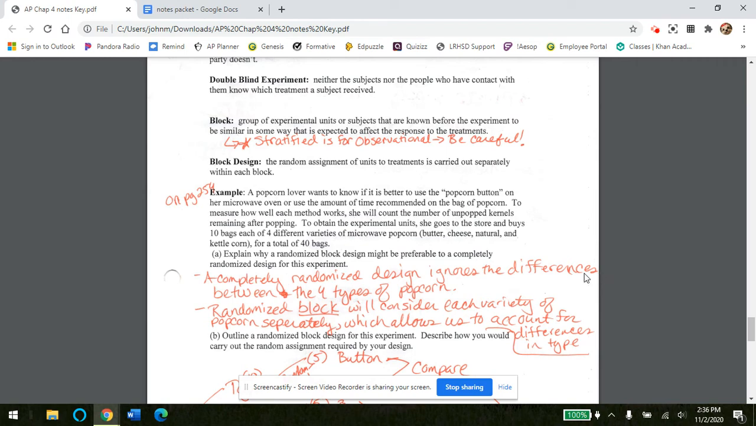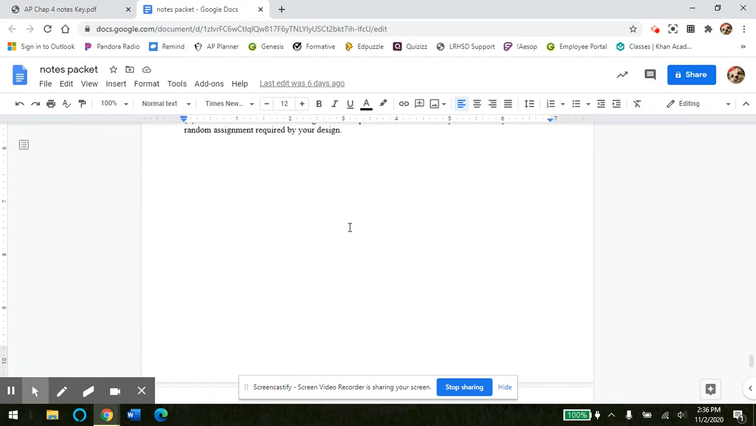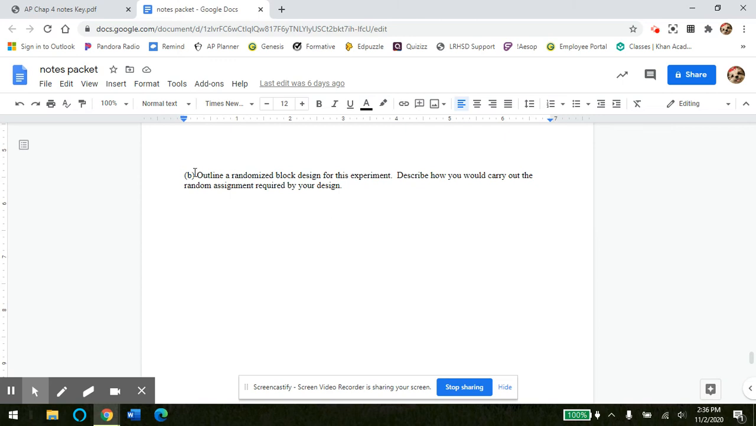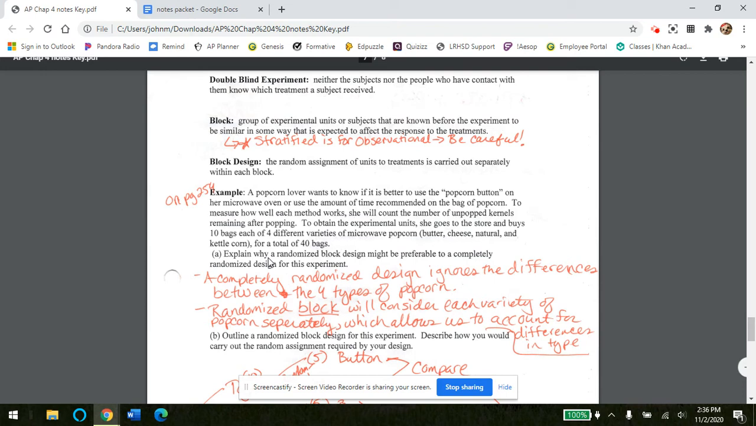I don't know. Okay. Now, I want you guys to outline a randomized block experiment and describe how you carry it out, how you carry out the random assignment required by your design. So make sure you discuss the randomness. So pause it, try that in pencil on yours, and then come back.